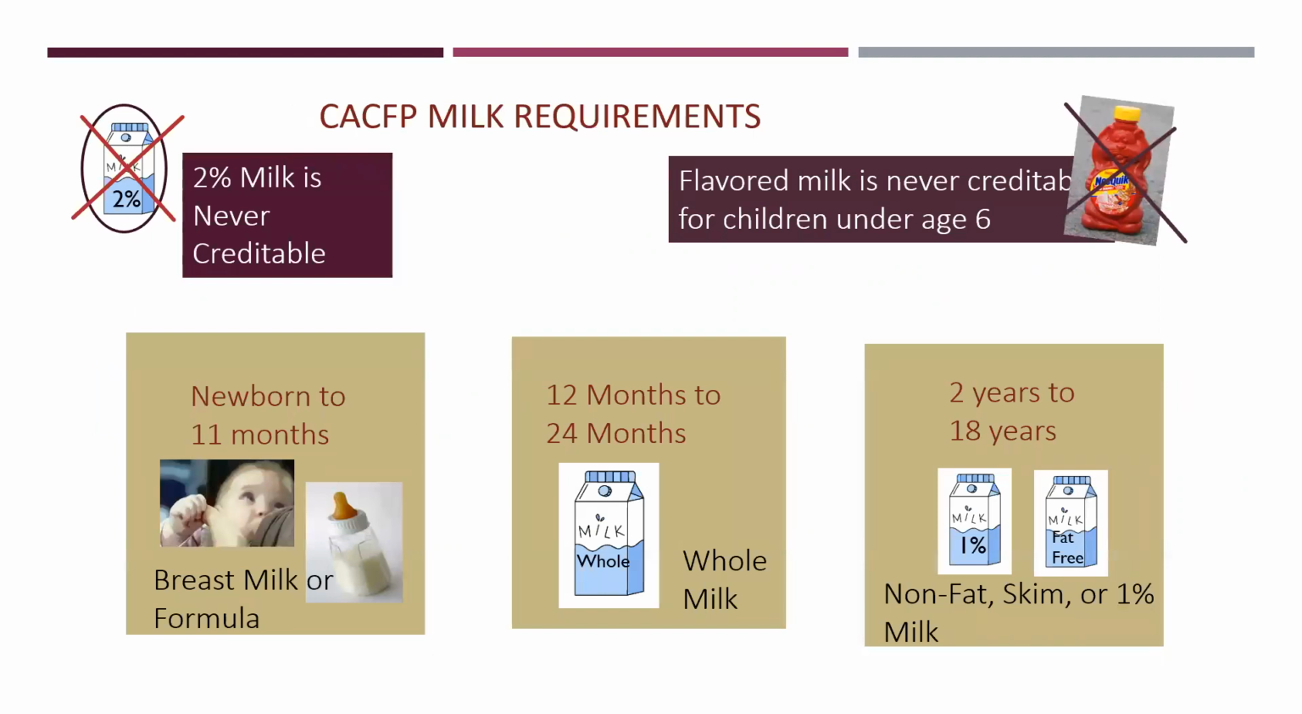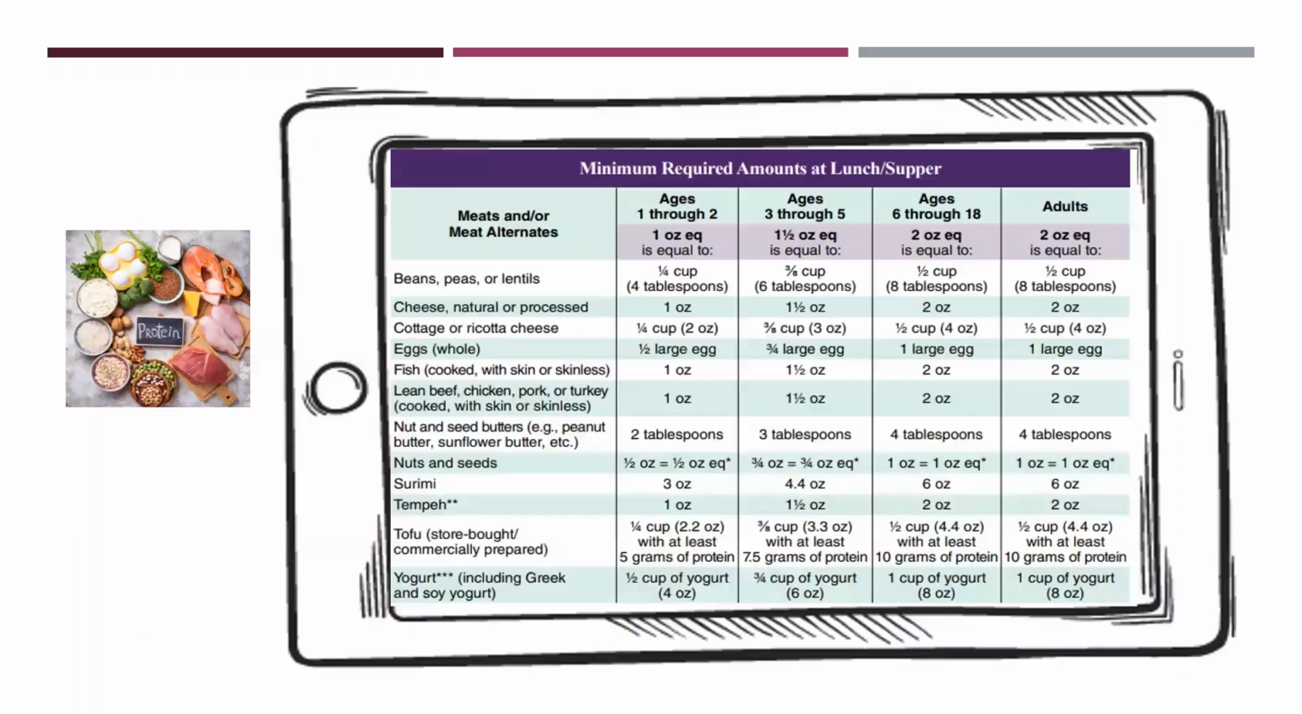Here's a quick reminder of what we learned earlier in the presentation about the kinds of milk that need to be served according to the child's age group. The meat alternate component at lunch and supper is where the children receive the majority of their protein from. You have lots of options at lunch and supper for what you want to offer your children under this component.